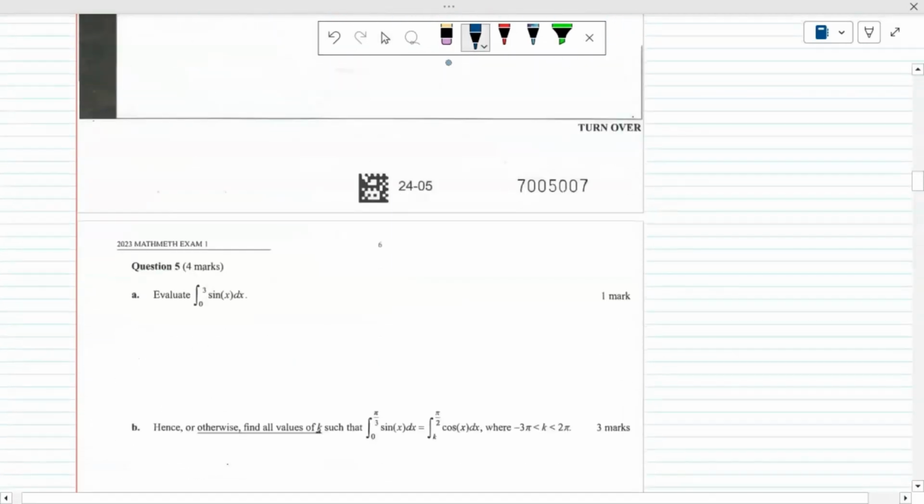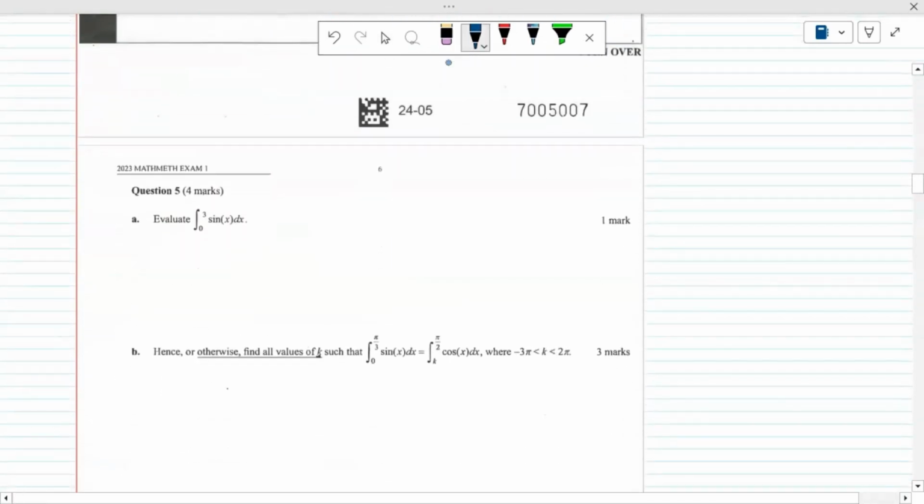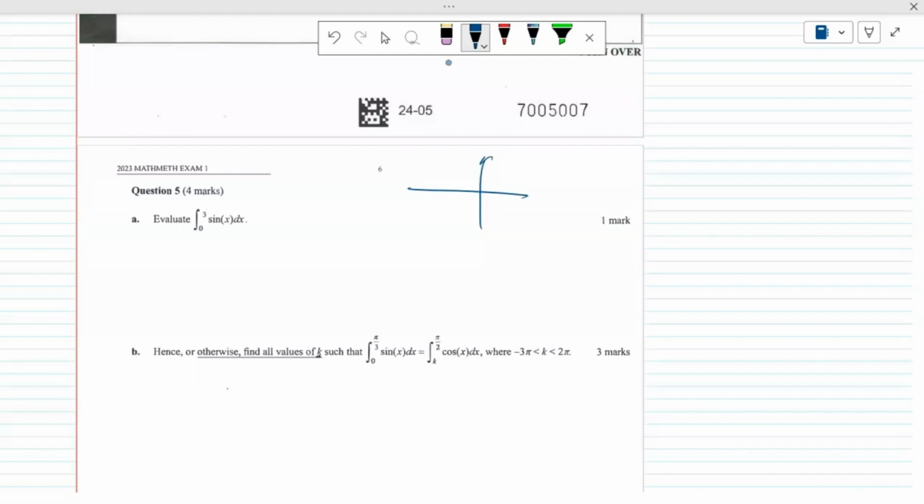So let's move on to question 5. The next one is asking us the integration of sine. I also made another lesson on this, the sine. If you integrate here, that becomes negative cosine. That's also in the formula sheet, but having said that, it's better to know what you're doing. So if you integrate, sine becomes negative cosine.